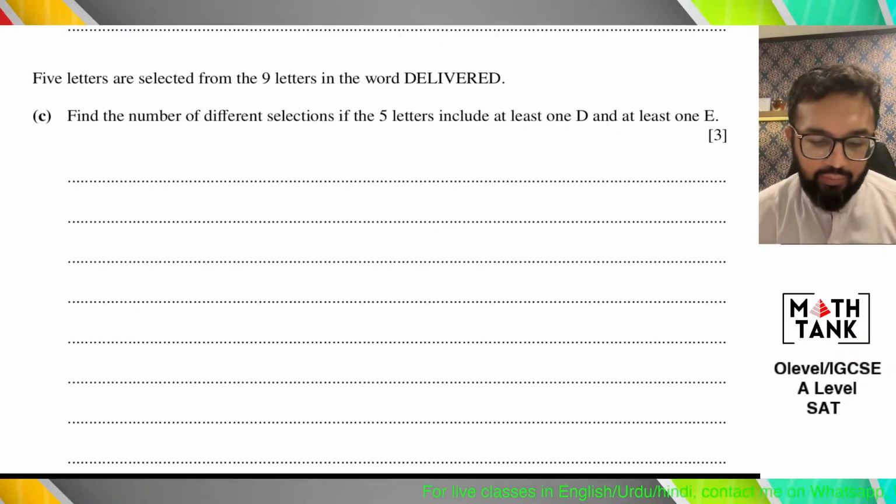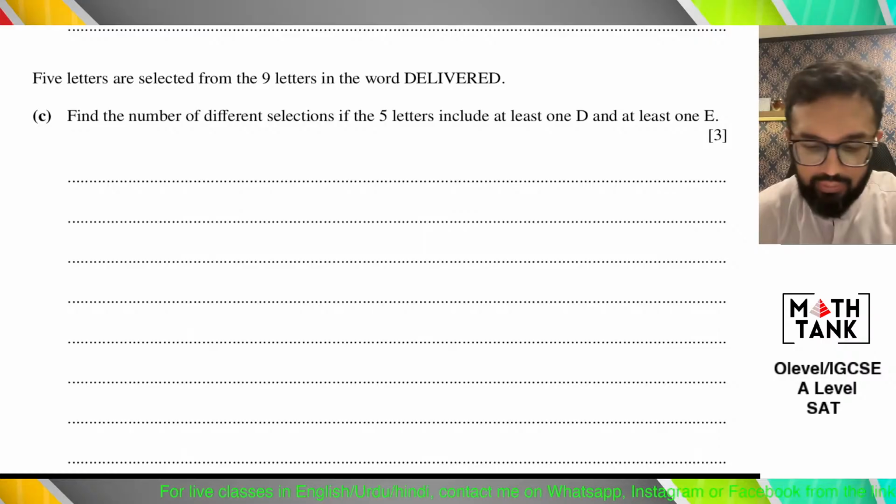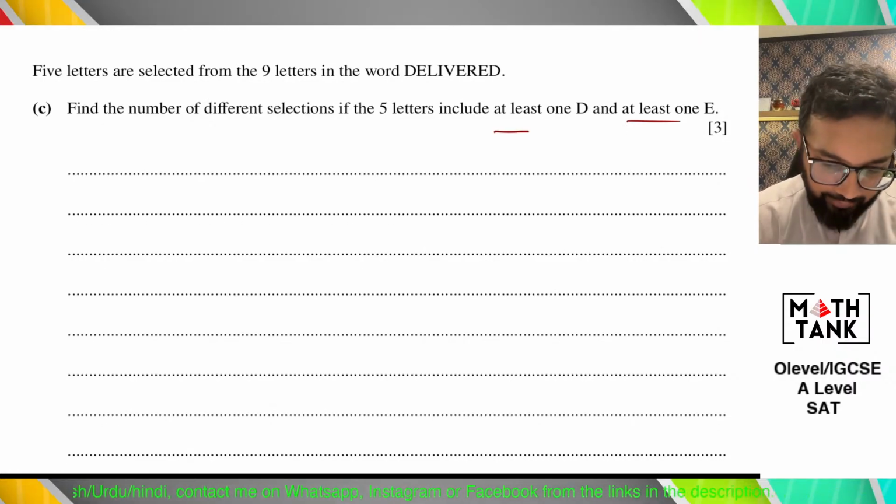5 letters from the 9 letters in the word delivered. Find the number of different selections of the 5 letters. Include at least one D and at least one E.